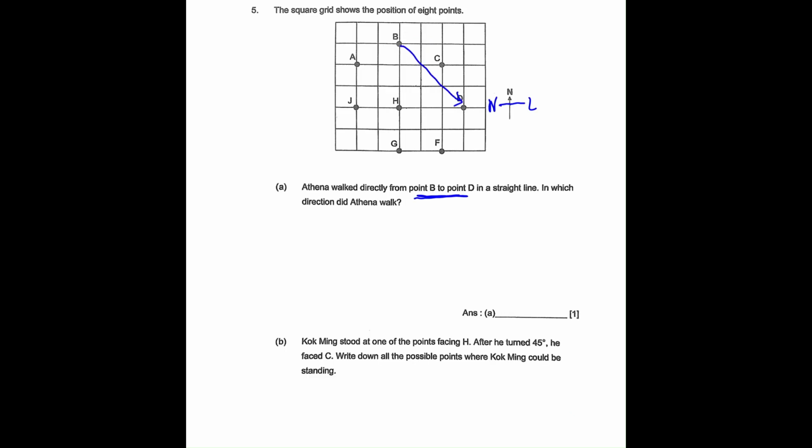Athena walked directly from point B to point D in a straight line. So point B to point D, that is southeast. So when we mark the compass, make sure that the W and E forms the word we. Now, Kok Ming stood at one of the points facing H. After he turned 45 degrees, he faced C.